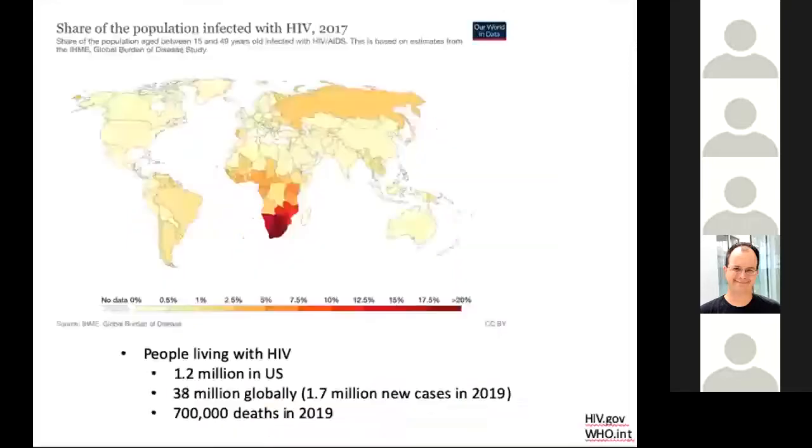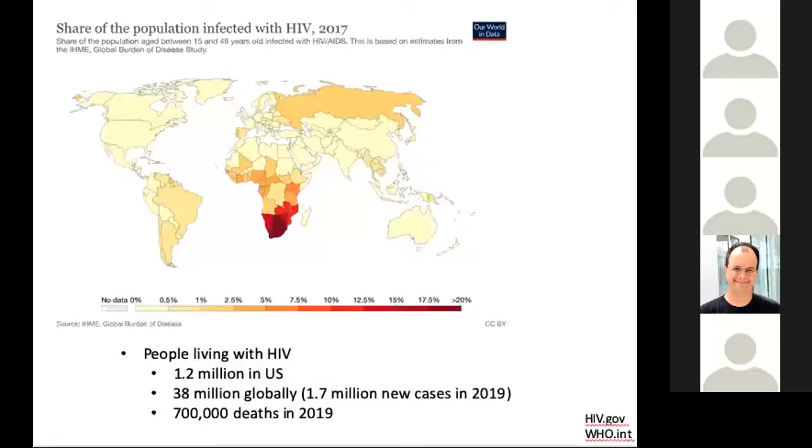Now let's talk about HIV. So I think, as many of us know, HIV is a virus that disproportionately affects the developing world. But this doesn't mean that it's not a problem in the developed world as well. So overall, the highest percentages of HIV prevalence is in sub-Saharan Africa, including my home country of South Africa, which has pretty high numbers. But even in the US, there's 1.2 million people living with HIV currently.